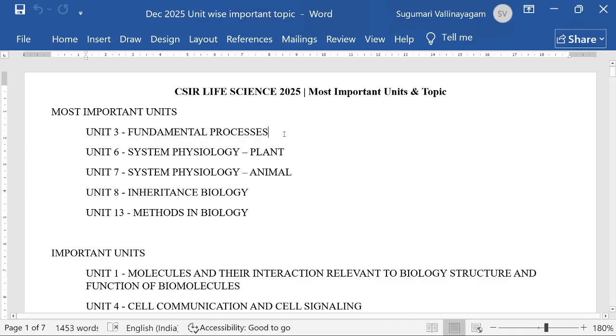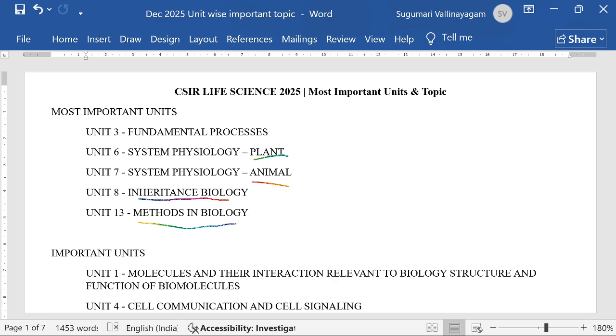And next it is system physiology of plant, and next animal physiology. Then inheritance biology and methods in biology. These 5 units are most important whenever you are considering preparation.